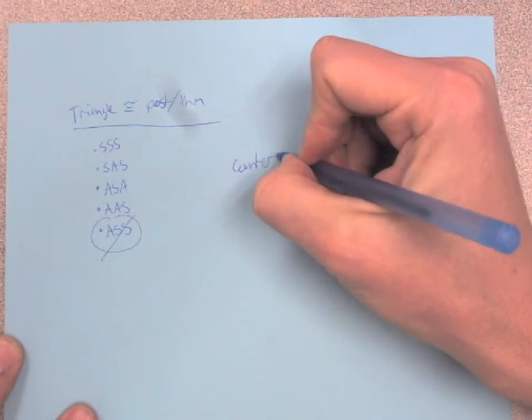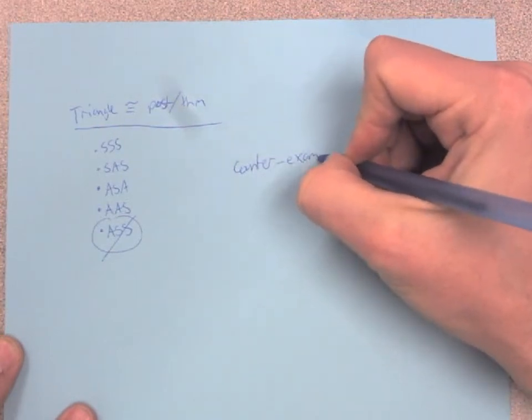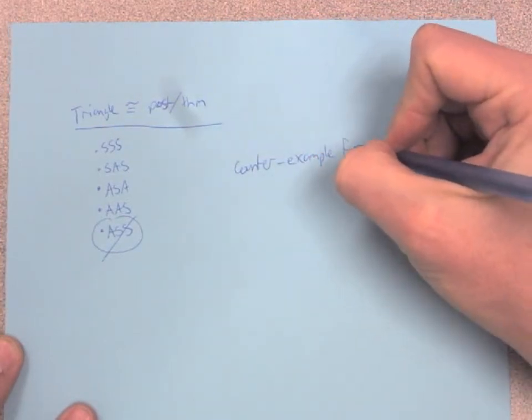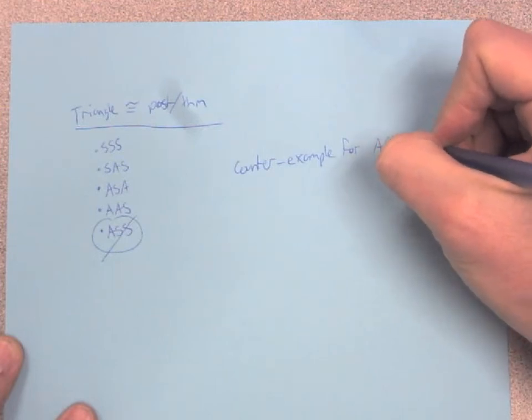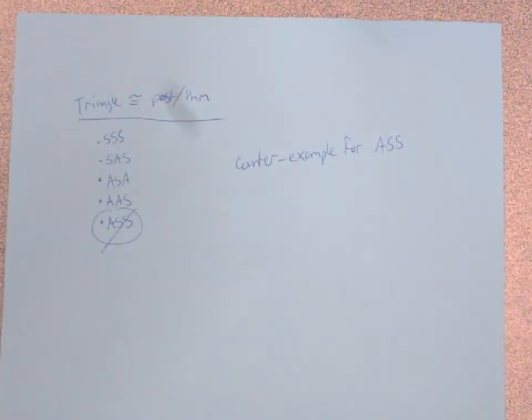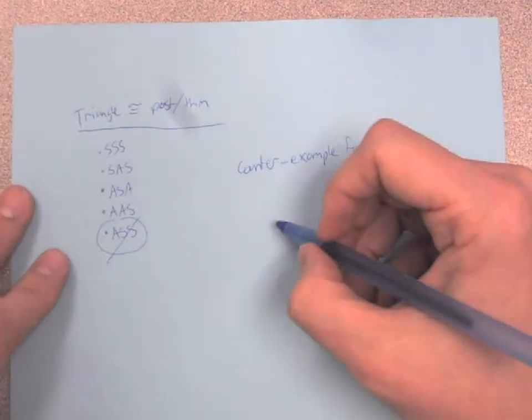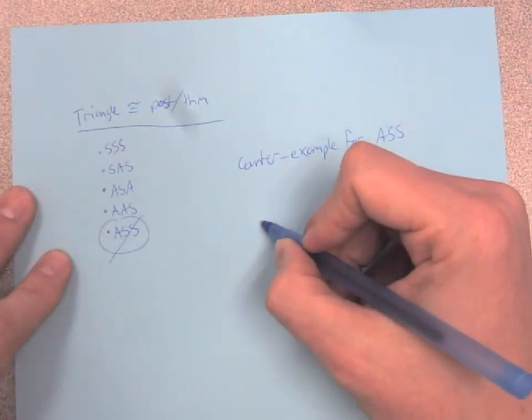So I'm going to do a counter example for ASS. Okay, what I'm going to do is I'm going to show two triangles that have ASS in common and show that they're not actually congruent. Okay, so this is how we do that. I'm going to start by sketching out a little triangle here.